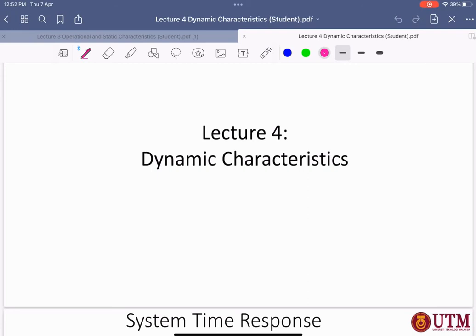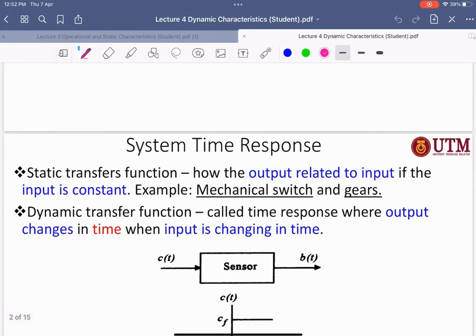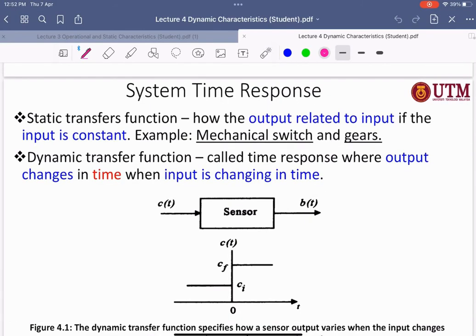So dynamic characteristics means the behavior of how our sensor or our instrumentation will behave. Whether it will behave as zero order, or first order, or second order, and so on. That also needs to be considered when you do the measurement. Sometimes if you want to get the response very quickly, you need to know the instrument that you will use.